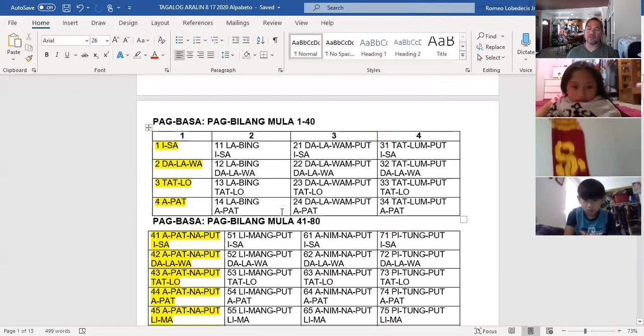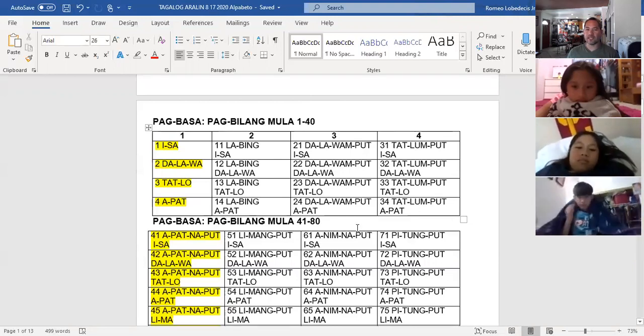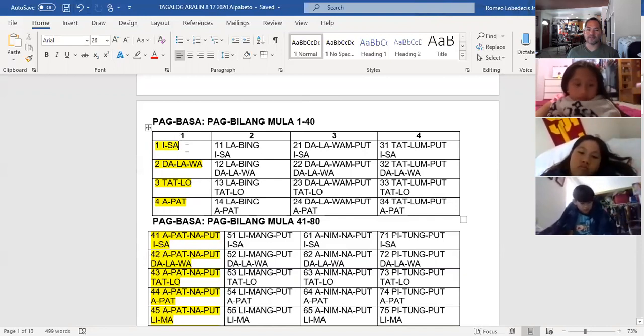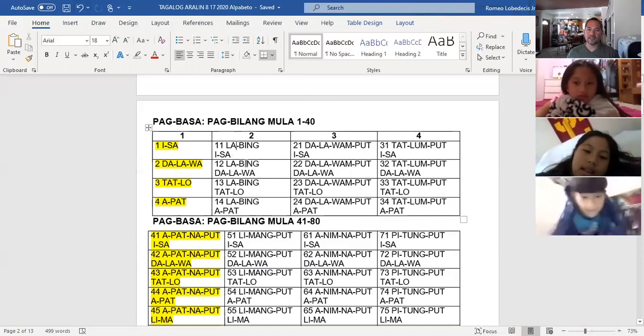Okay? Now, let's read pagbasa, pagbilang from 1 through 40. But I cut it short to 1 to 4 only. Okay? Fiona, read this one. Number 1, column 1. Isa, dalawa, tatlo, apat. Okay. Ariel. Labing isa, labing dalawa, labing tatlo, labing apat.